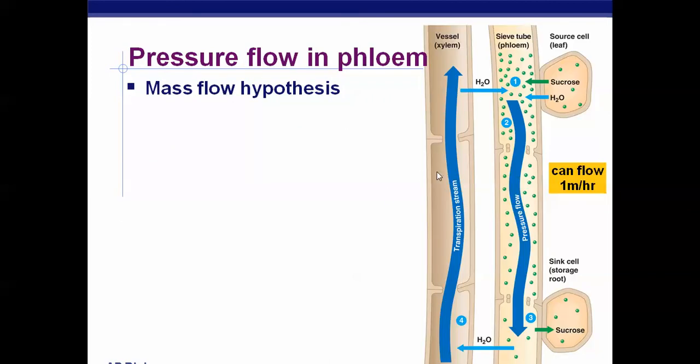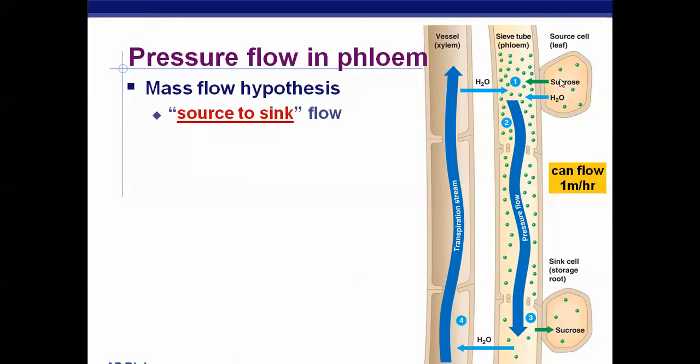Once they're in the phloem, we use mass flow and we use positive pressure. So let's go ahead and talk about what that means. Let's look at the diagram first. Here you can see the leaf, which is the source of the sucrose. That's where it's being made through the process of photosynthesis. And here we've got the root, where we want to store our sucrose. So our ultimate goal is to get the sugar from the leaf down the phloem into the root.